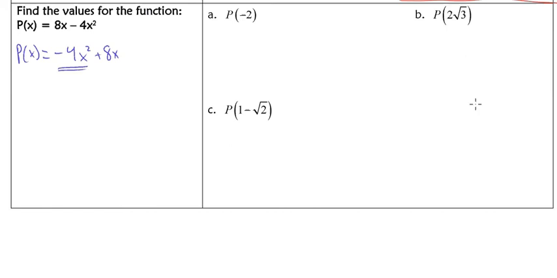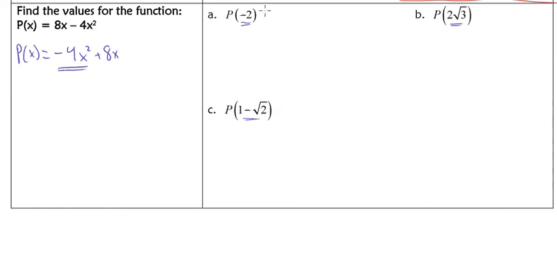And it says find the values for the function. We're given these different inputs that we're going to put in: -2, 2 root 3, and 1 minus the square root of 2. What we're going to be doing is essentially a pre-algebra skill. We're just going to plug values in and find out what we get. Obviously a bit more advanced than whenever you went through a pre-algebra class, if you went through a pre-algebra class. But here we go.